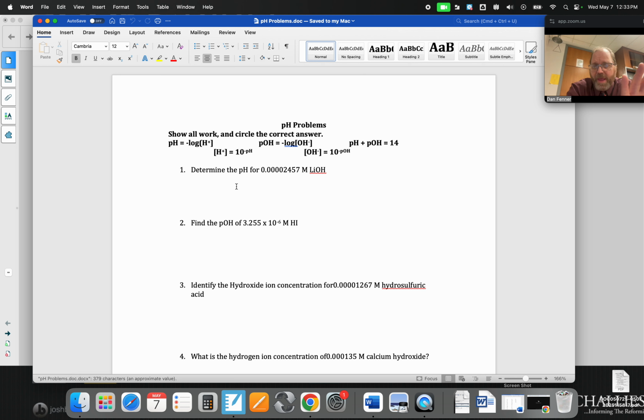For the first one, all the equations you need are right there. pH is the negative log of hydrogen ion. pOH is the negative log of hydroxide ion. pH plus pOH is 14. Hydrogen ion is 10 raised to the minus pH, and hydroxide ion is 10 to the minus pOH.